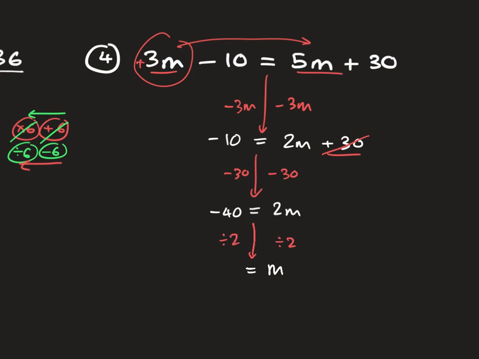So what is minus 40 divided by 2? Well, I always ask myself, what's 40 divided by 2? And that's 20, but because it's negative, it's negative 20. And so then if you really want, you can just write m is equal to negative 20, because of course if negative 20 is equal to m, then m is equal to negative 20.